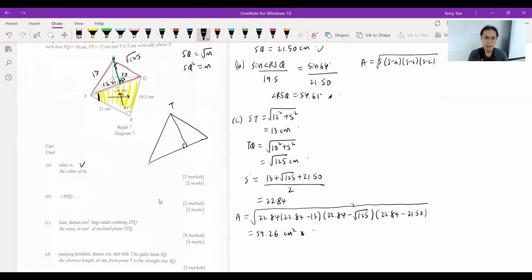That means this must be 90 degrees to it. We can call it N. This is your S, this is your Q. We already know the length of SQ, which is 21.50. We know the area. We just have to find this. We can call it height.